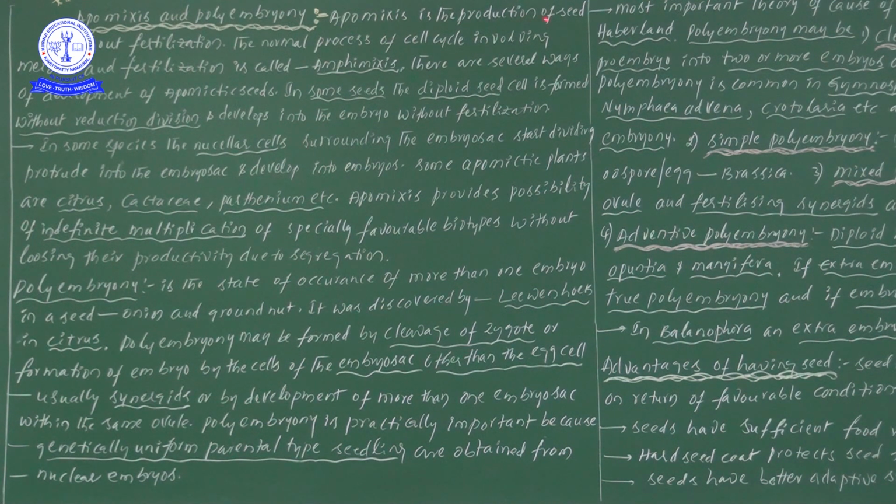Apomixis is the production of seeds without fertilization. So one more time, Apomixis: what is it? Apomixis is the production of seeds without fertilization. So it means without involvement of fertilization. Suppose the formation of seeds is taking place, such a process we can take as Apomixis.